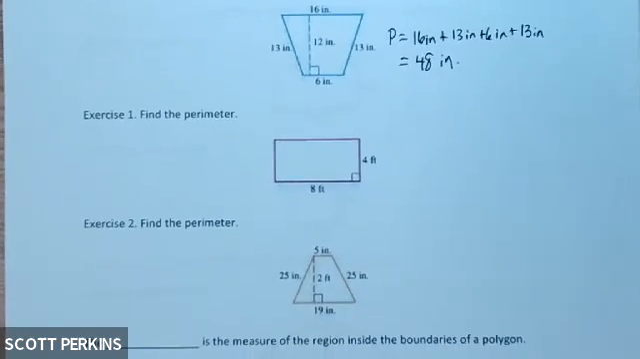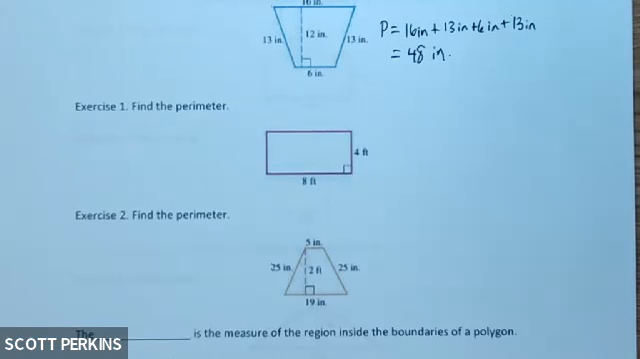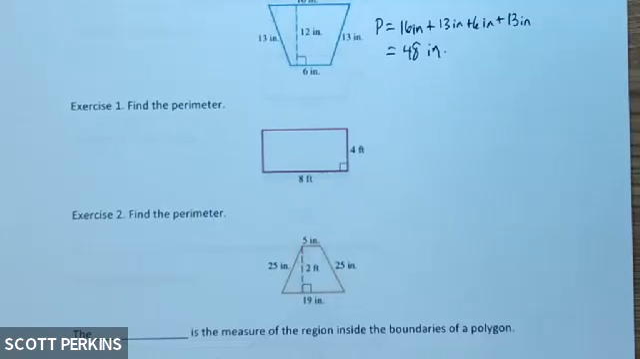The reason I've given this example is not all the sides are labeled, but you need to remember to add up all the sides when you find the perimeter. So give it a try.